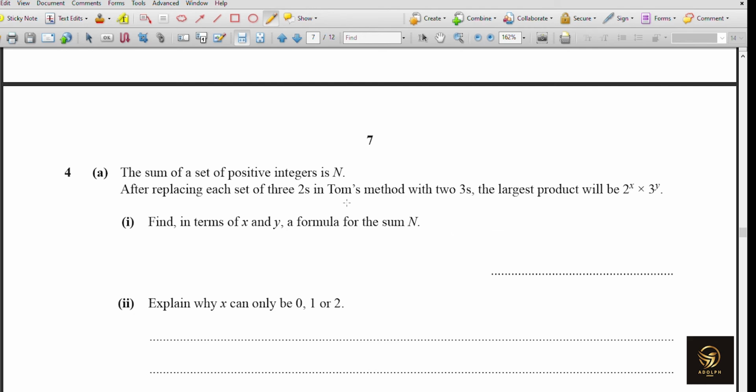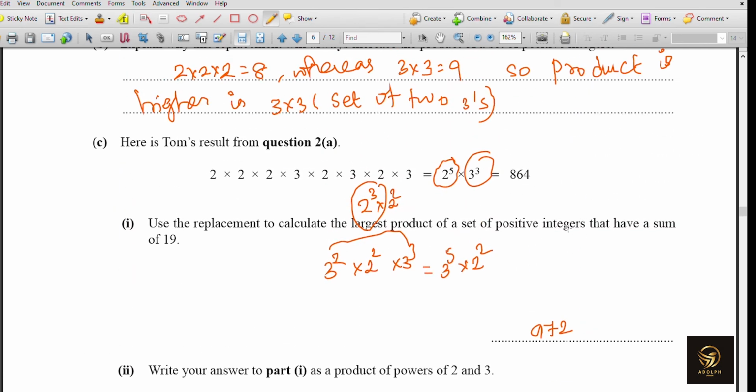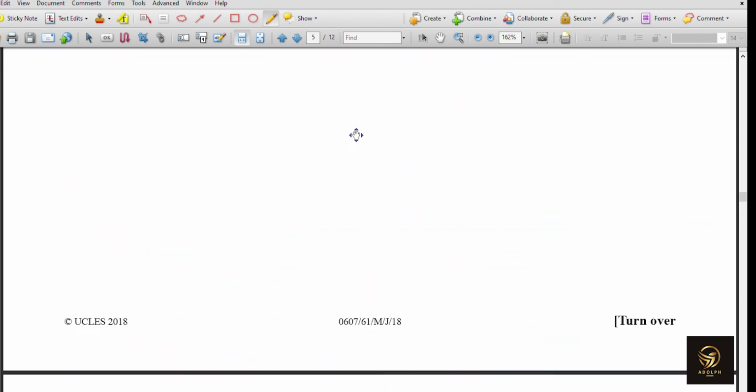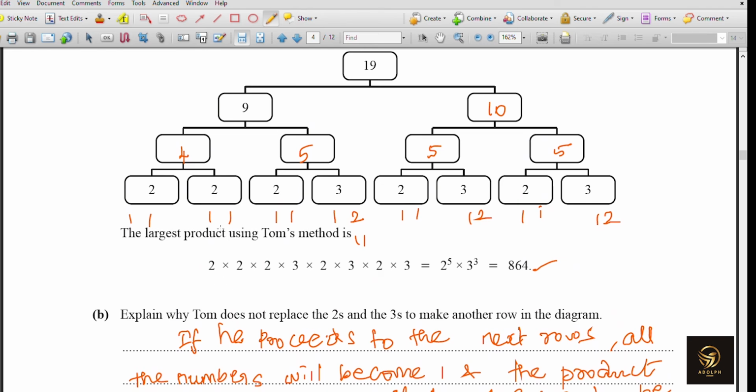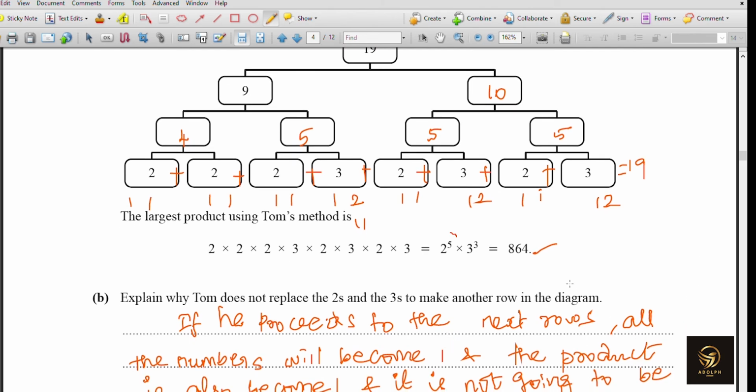The next one is the sum of a set of positive integers is n. So we can check here what they are. So first let us come here. What is 2 power 5, 3 power 3? It is actually how many 2's we have added. If you go through this question, then it will give you a clear idea. So if you add all these numbers 2, 2, 2, 2, 2, 3, 3, 3, it will be giving the total as 19. So you can see here 1, 2, 3, 4, 5, 5 2's are there. That's why we have written 2 power 5 now.